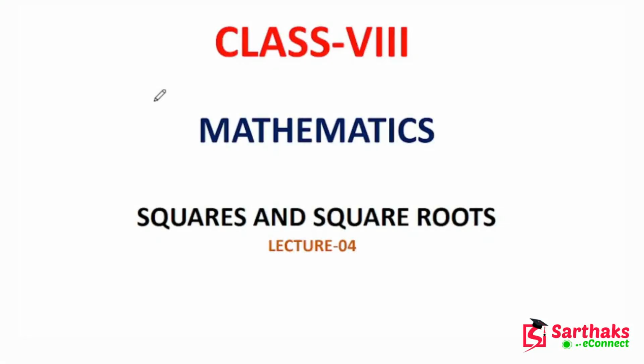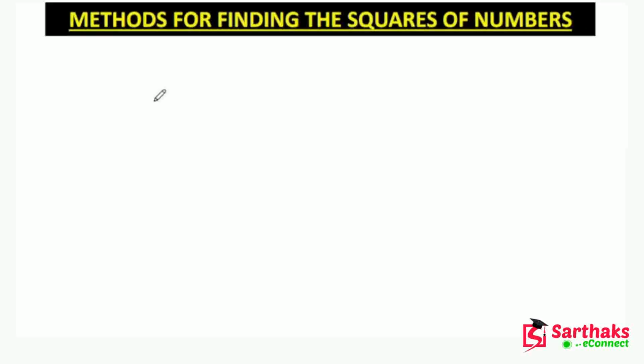Hello everyone, today we are going to start lecture 04 of class 8 mathematics chapter number 6, which is squares and square roots. Now in this lecture we are going to talk about the methods which are available to find the squares of numbers. Now you must say that we find the square by multiplying the number by itself, right? So if you have to calculate the square of 11, you will do 11 into 11.